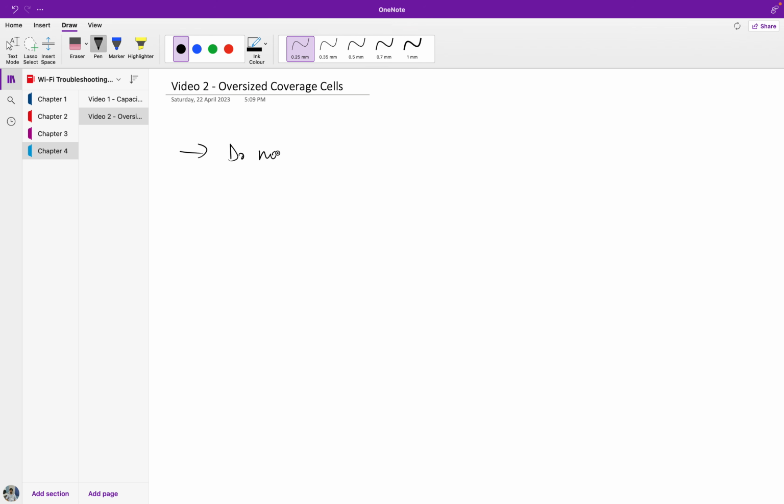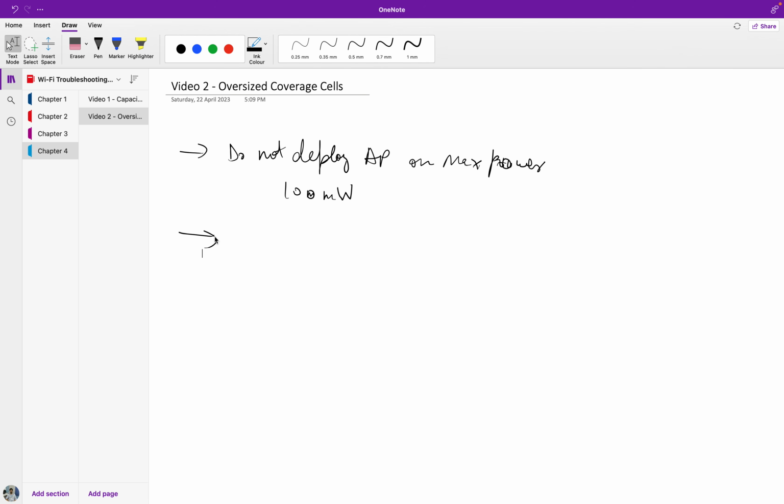Do not deploy access points on maximum power. Don't go for oversized coverage cells. If the maximum power is 100 milliwatts, do not go and deploy it at 100 milliwatts. That's the biggest blunder you can make for a Wi-Fi network.